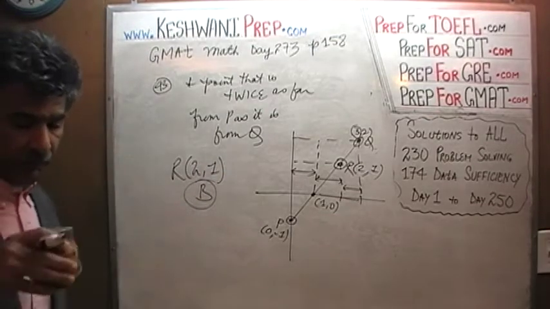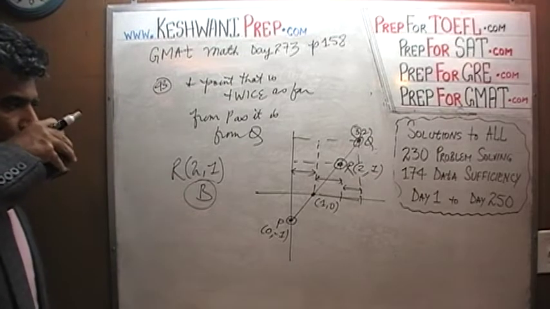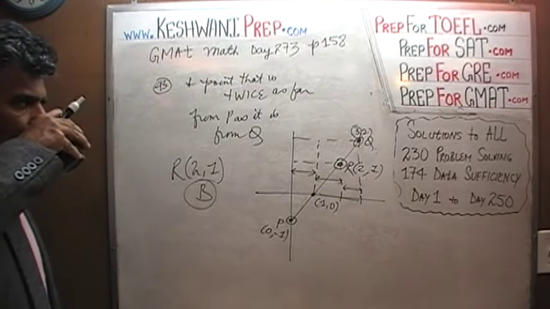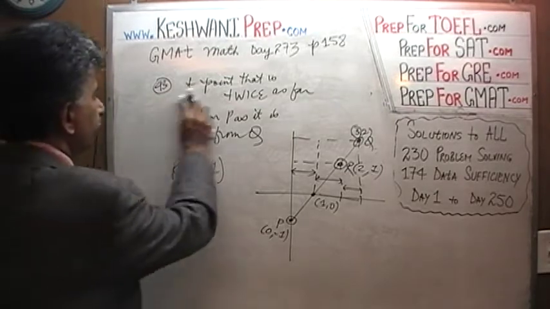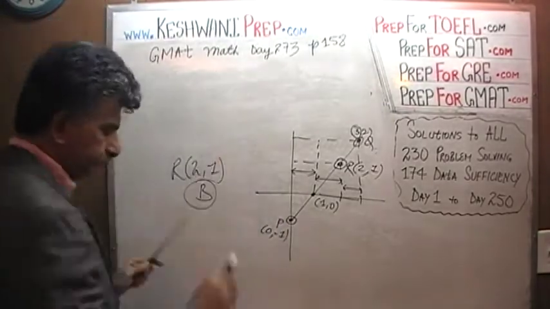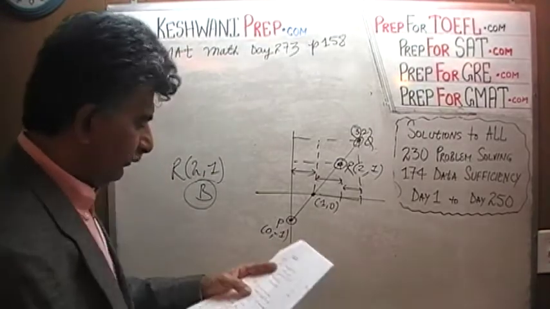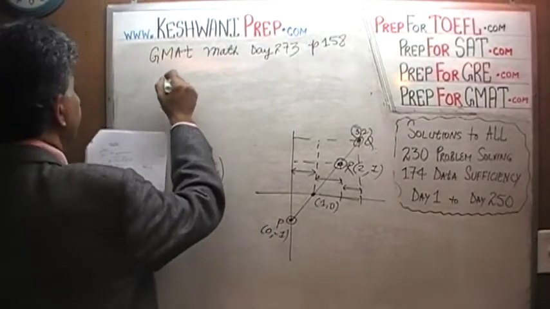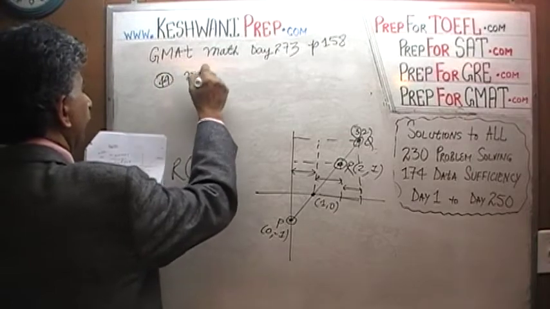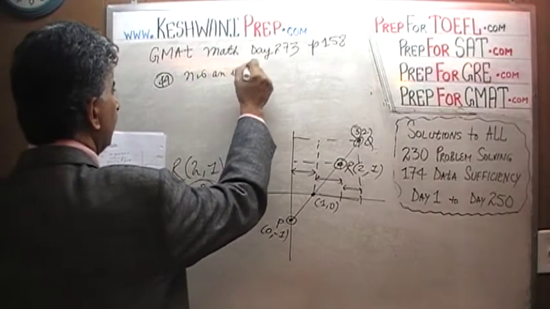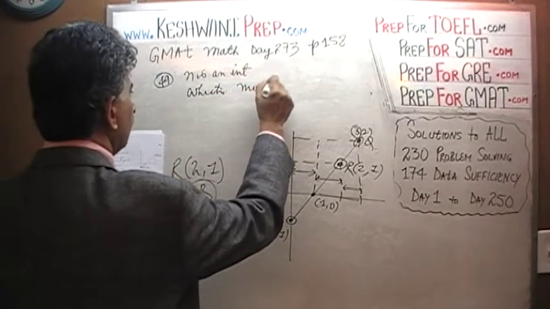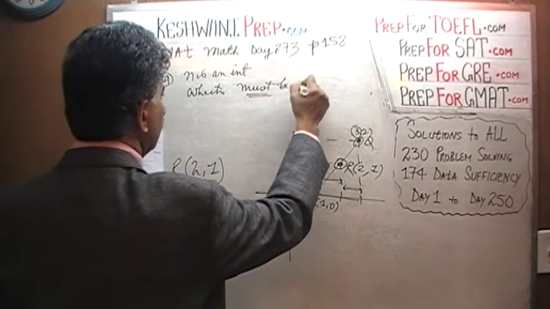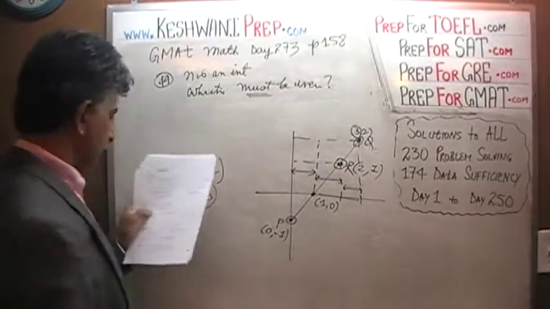Let's go on to the next one, shall we? Number 44. Number 44 tells us that n is an integer. The question is, which must be even? Pay attention.